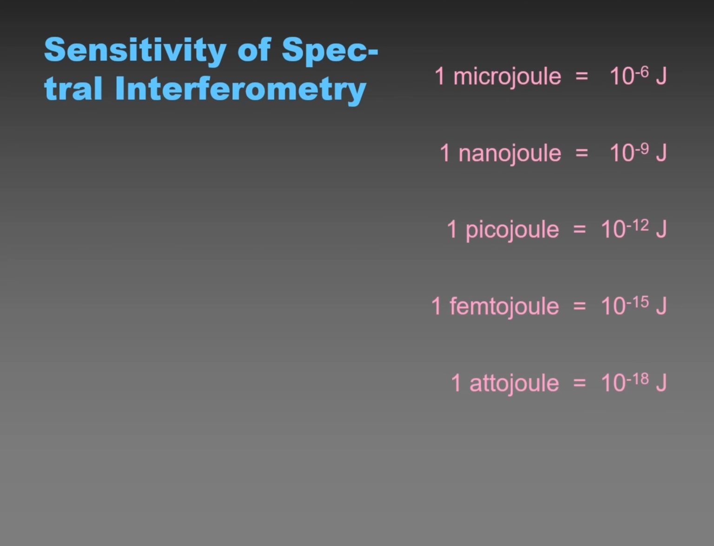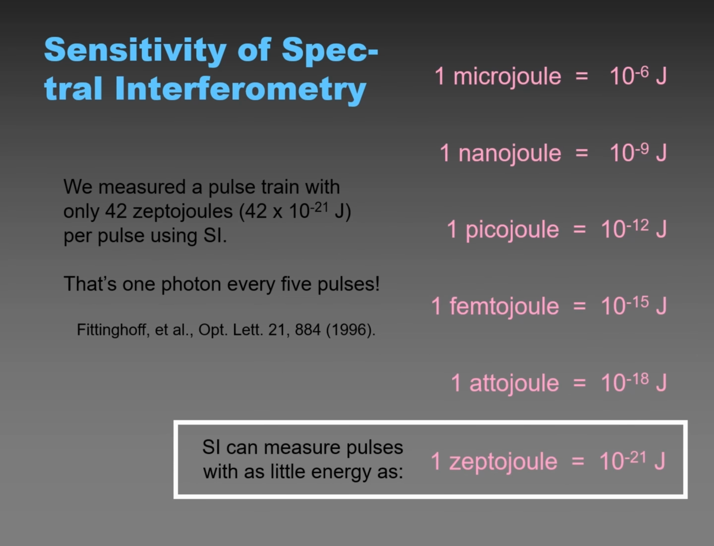Now, the good news is that spectral interferometry doesn't require a nonlinear optical medium, so it's much more sensitive than self-reference techniques like FROG, which do. As a result, spectral interferometry can measure very, very weak pulses. For a 100 megahertz train of pulses, it has a sensitivity in the zeptojoule range. Indeed, we measured a pulse train with only 1/5 of a photon per pulse.